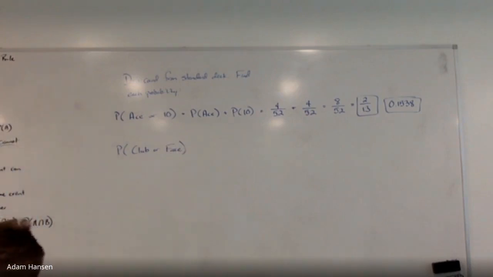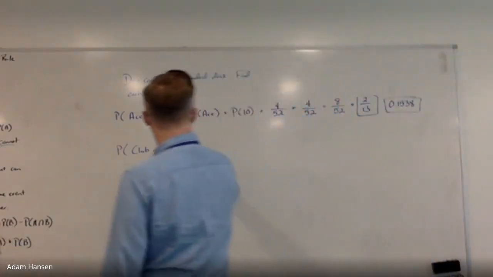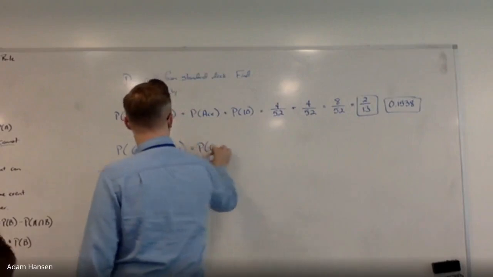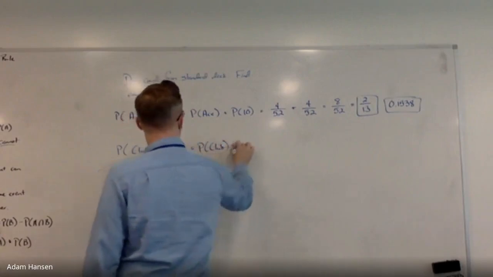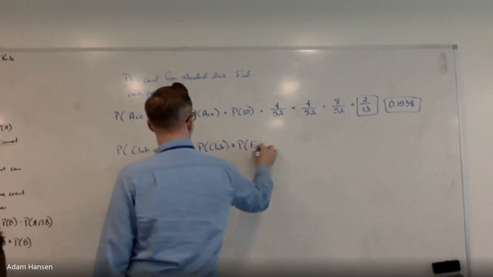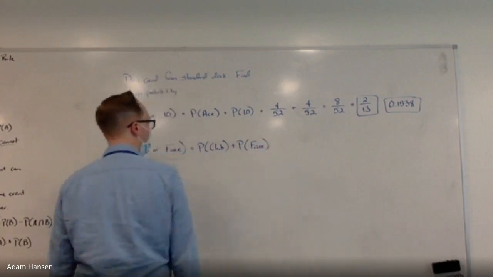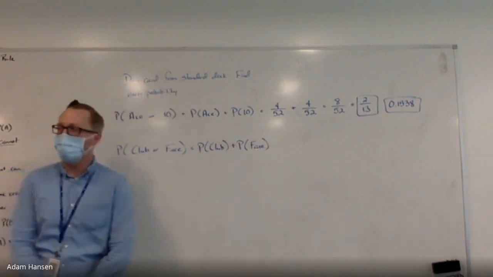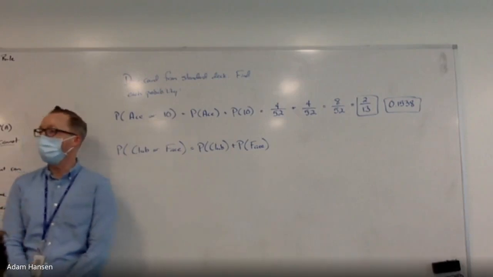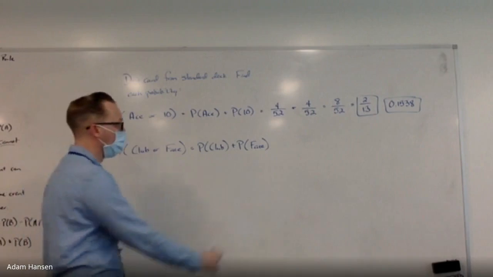Probability of club or face. How many clubs are in the deck? Add that with how many face cards are in the deck. Are face cards and club cards overlapping? Are there any club cards that are also face cards? Yeah. So I need to subtract those.